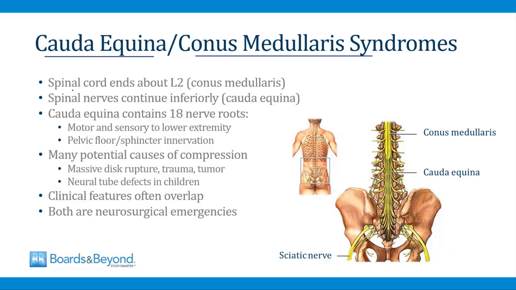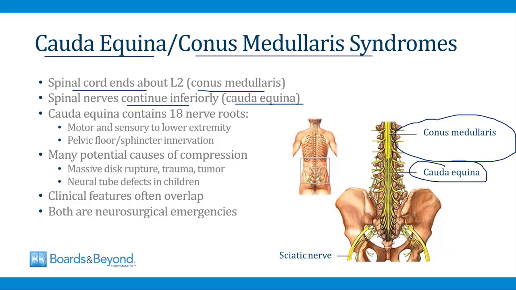So the spinal cord ends at about the L2 level. This is called the conus medullaris. This is shown here in this cartoon on the slide. And then beyond this region, the spinal nerves continue inferiorly, and this is called the cauda equina. And that's what's shown here, all these nerve roots that are continuing inferiorly after the spinal cord has ended. And the cauda equina, shown down here, contains 18 nerve roots. There are motor and sensory nerves to the lower extremity. There are also nerves that innervate the pelvic floor and sphincters of the pelvis.